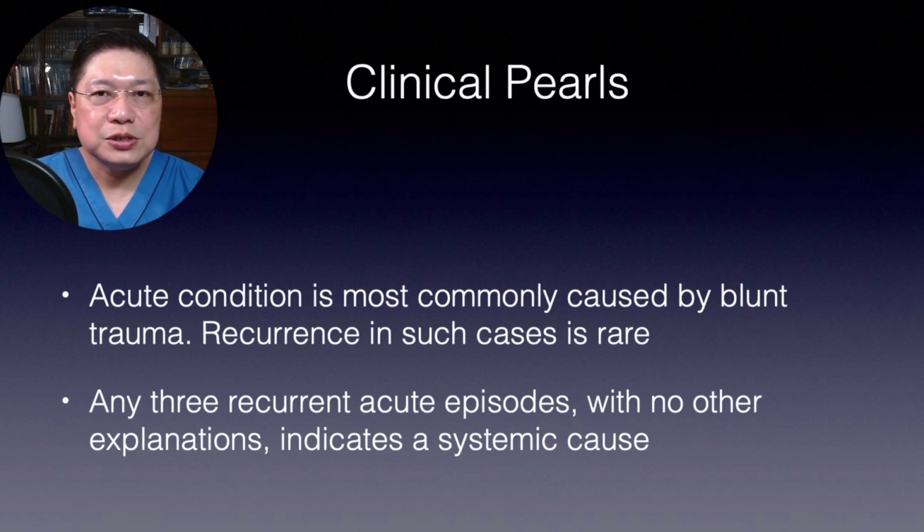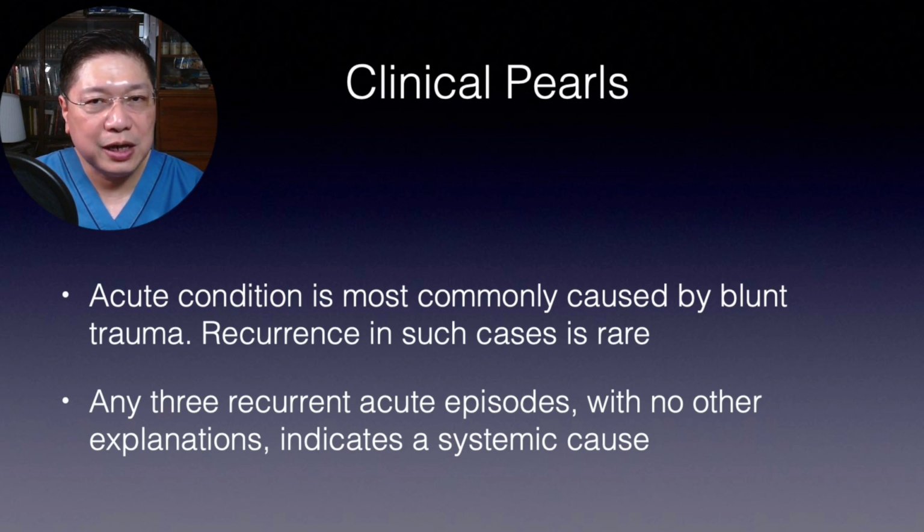Acute conditions caused by trauma or any injury are very common, but you don't really have recurrency in those cases. And if you have any three recurrent acute episodes that you cannot explain, you need to look for a systemic cause, because that is usually the cause of why you have so many recurrences. And again, as I said, the more recurrences you have, the more problems uveitis will create, the more damage it will do, and your vision actually deteriorates significantly almost after every attack.